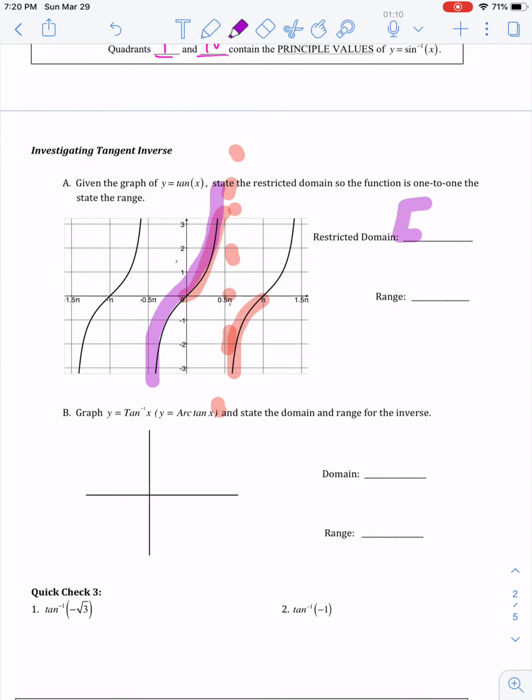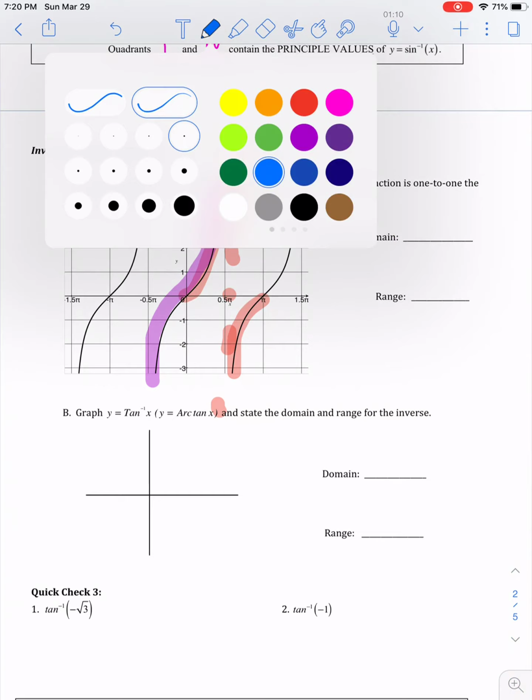Let's not do that in highlighter. Let's go purple.